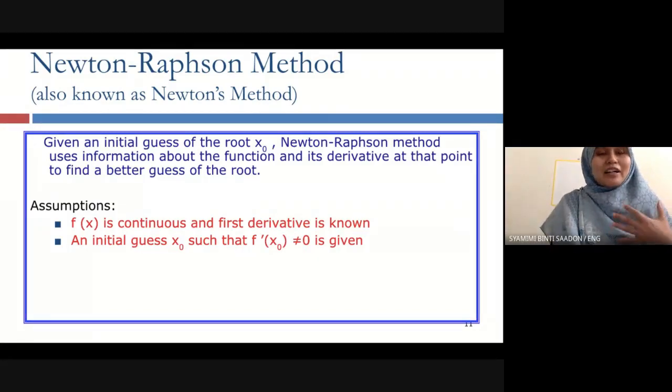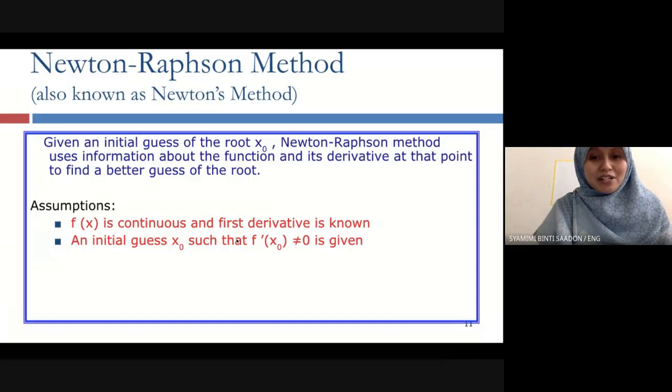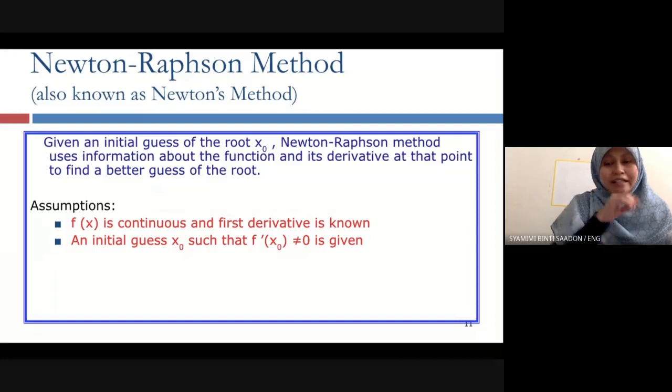Okay, the derivative of a function. What does it mean? Graphically, it means the slope. The derivative of a function is like the tangent of the function. So we choose x0 such that the tangent at point x0 is not 0.